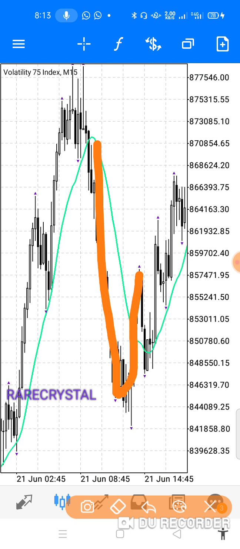Now when the market crosses the moving average the first time, don't rush in. Wait for the market to pull back and form a higher low. Now the higher low must be formed above the moving average or on the moving average, as the case may be. So if you form the higher low, then follow.